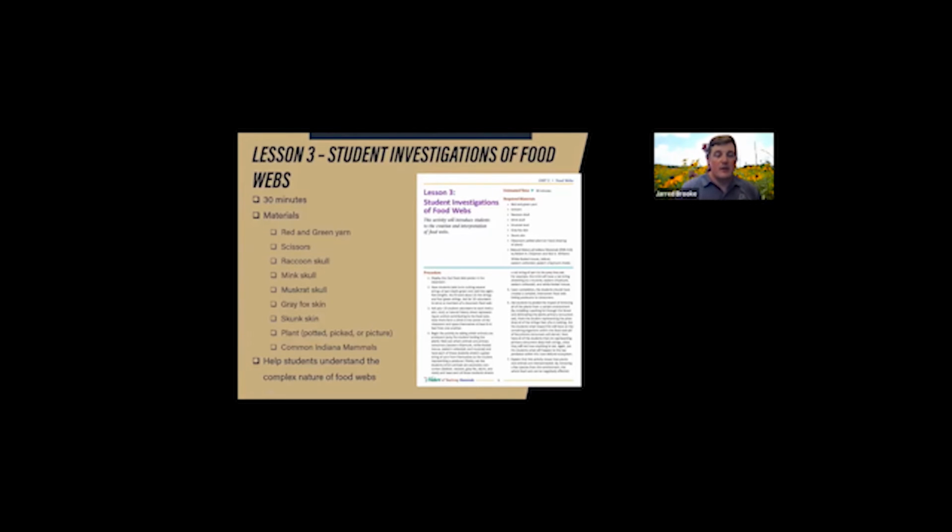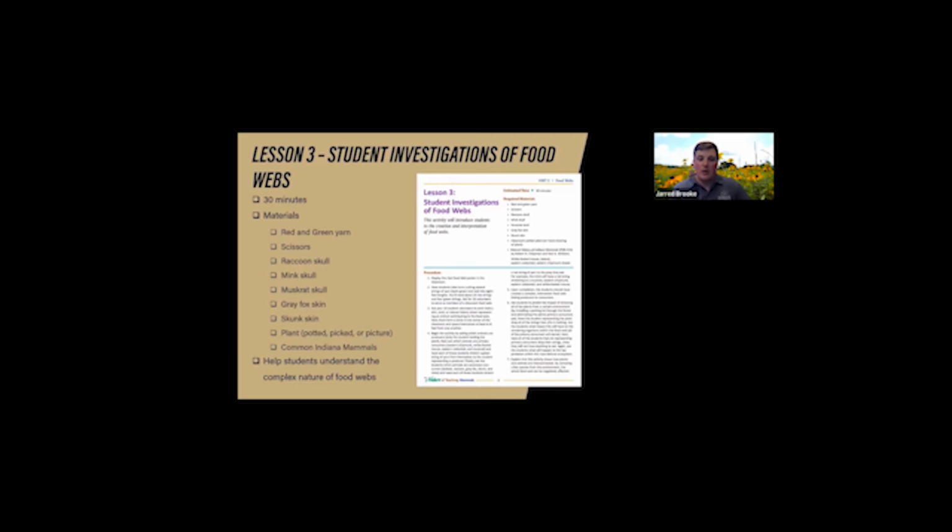So that lesson and the first lesson really provide the background information that your students will need to complete the rest of the other 2 lessons in this unit. So this next lesson is the student investigations of a food web. And this is a way for students to perform an interactive activity that helps them better understand how interconnected and complex food webs are.